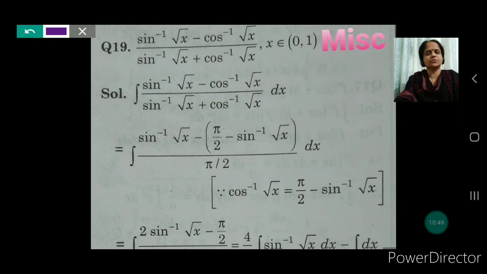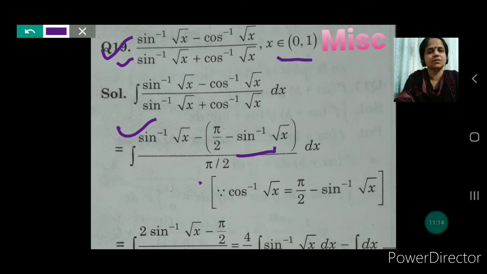Now students, I am going to solve a very important question, question number 19. Find the integration of sin inverse under root x minus cos inverse under root x by sin inverse under root x plus cos inverse under root x. So first of all, apply the property of inverse trigonometric functions. For cos inverse root x, we can write it as pi by 2 minus sin inverse root x. And in the denominator, sin inverse root x plus cos inverse root x is equal to pi by 2.